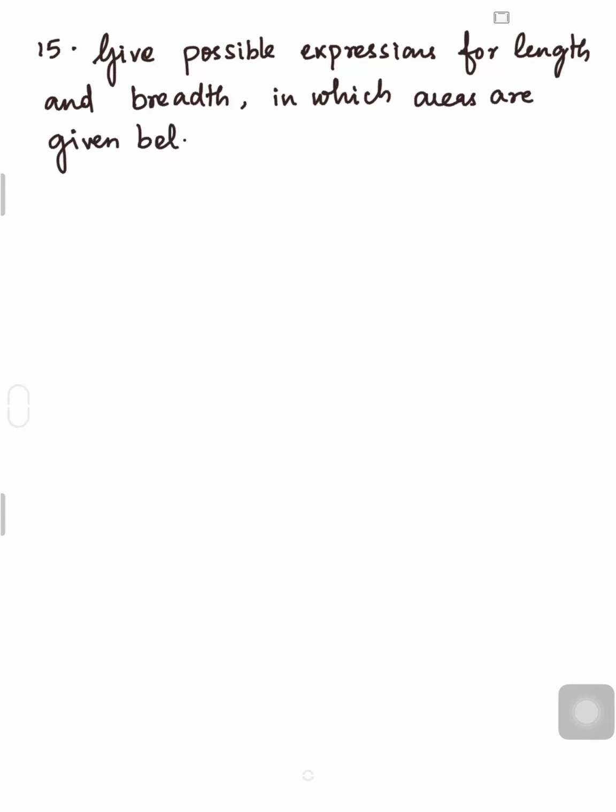Now we will move on to the next question. We have to give the possible expressions for length and breadth of the rectangle, in which areas are given below. Okay, so how to do this? What is the area given? 25a squared minus 35a plus 12.